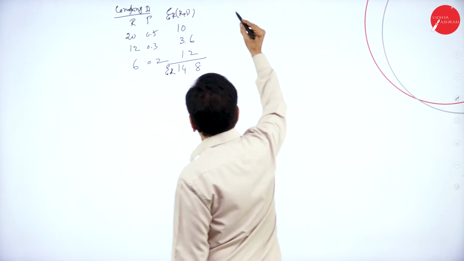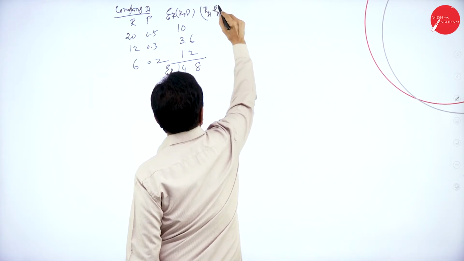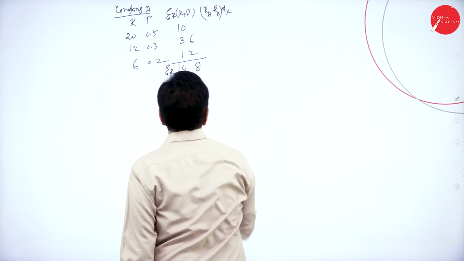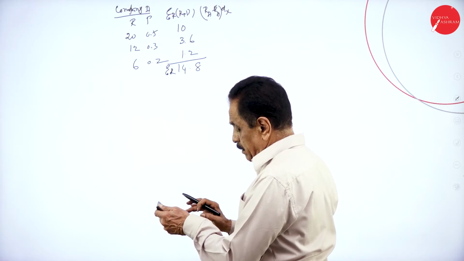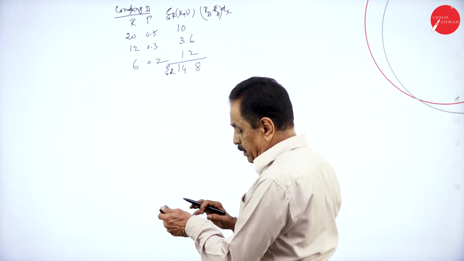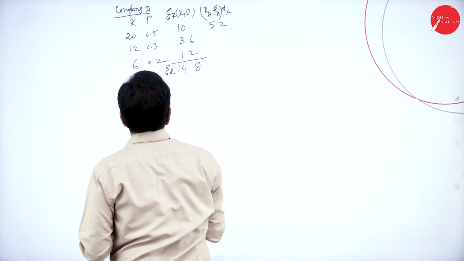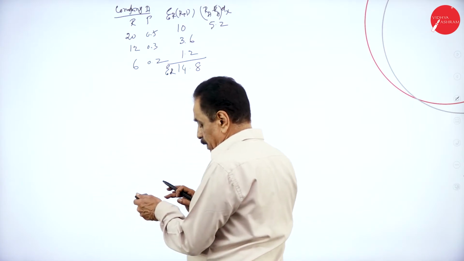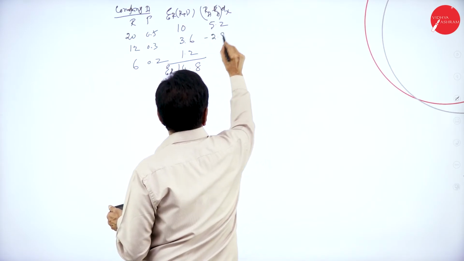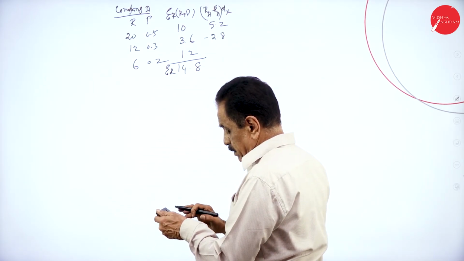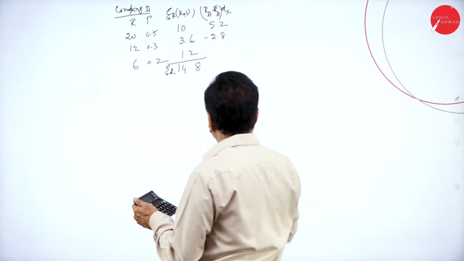Then RA minus R mean A. This is your dx, deviation to the R. 20 minus 14.8 is 5.2. 12 minus 14.8 is minus 2.8. 6 minus 14.8 is minus 8.8.